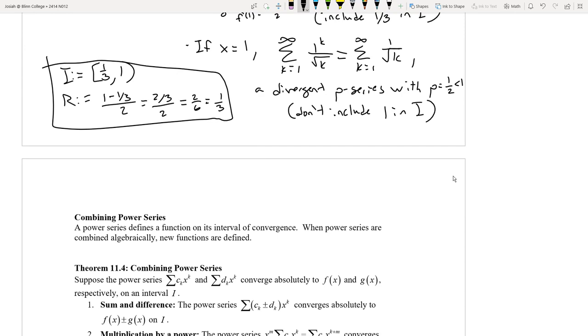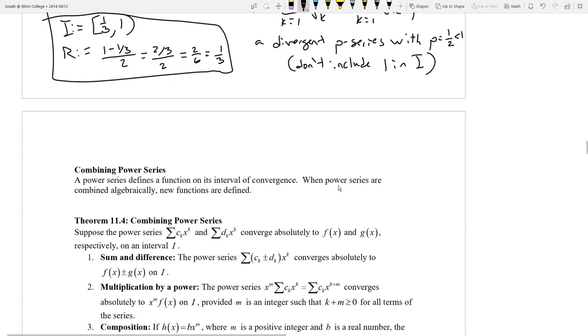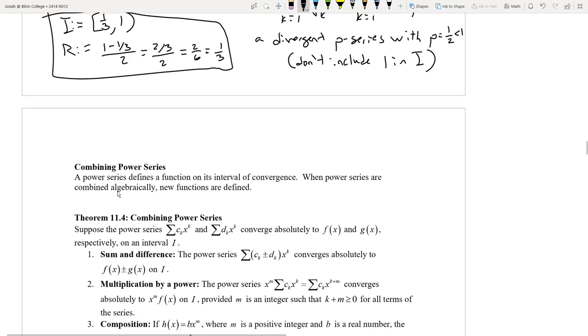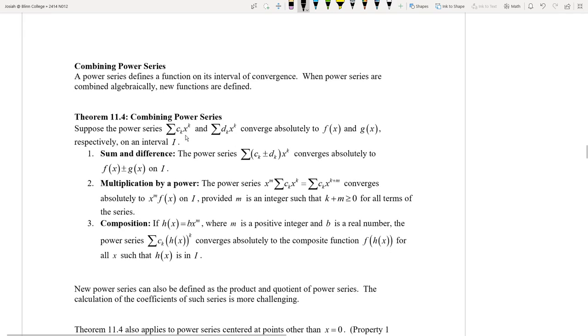So it says here, a power series defines a function on its interval of convergence. So where I is, that's actually where this guy up here is a function. When power series are combined algebraically, new functions are defined. So say we have two different power series, one with c sub k as our coefficient and one with d sub k. Say they both converge absolutely on an interval, on the same interval, in fact. So if we add them together, we actually get a new function on I. They converge absolutely to the addition of these functions.